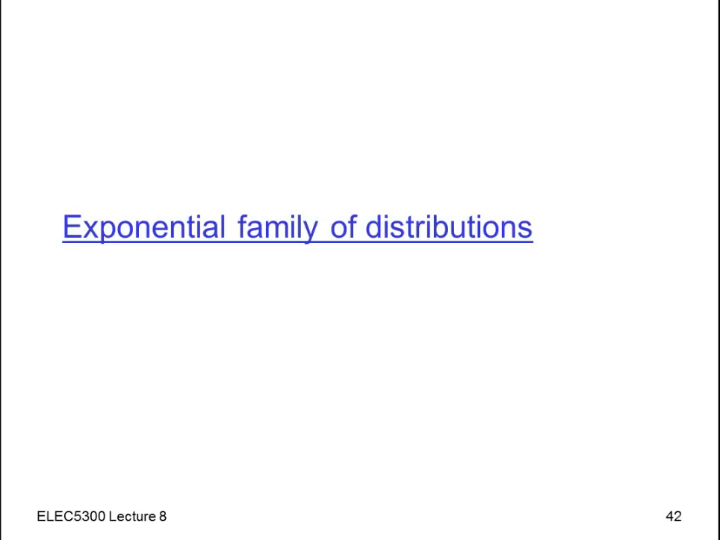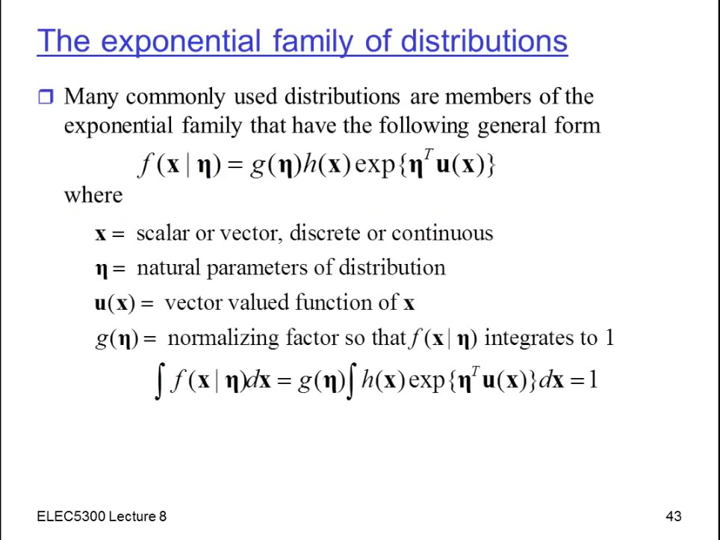But the important thing about this exponential family of distributions is that all members of this family have a conjugate prior. And so if there's a distribution that's in this family, then we can perform Bayesian estimation using the conjugate prior. So the form of the exponential family of distributions, they all have this form that's shown right here.